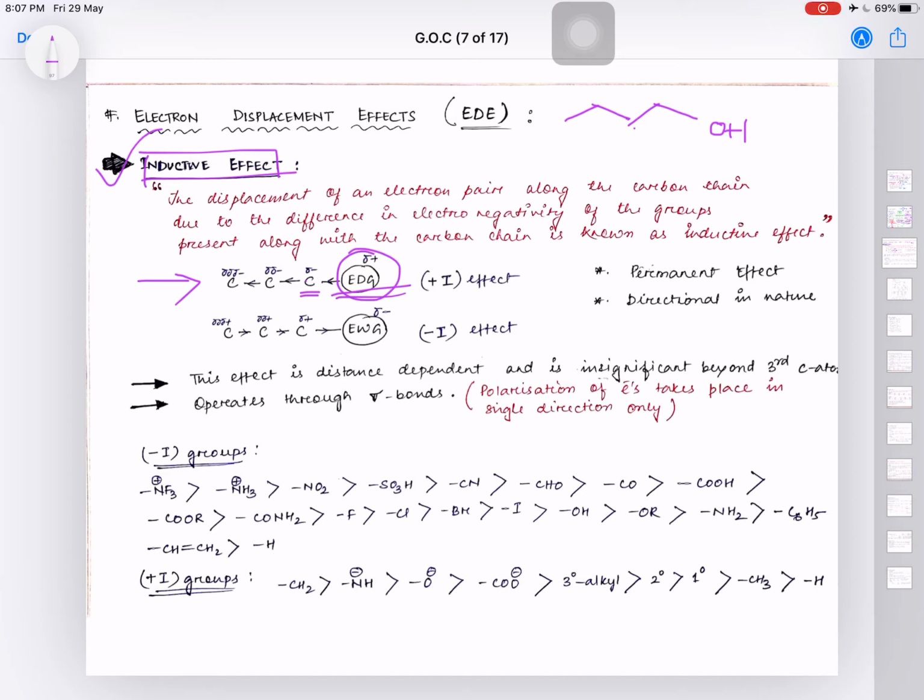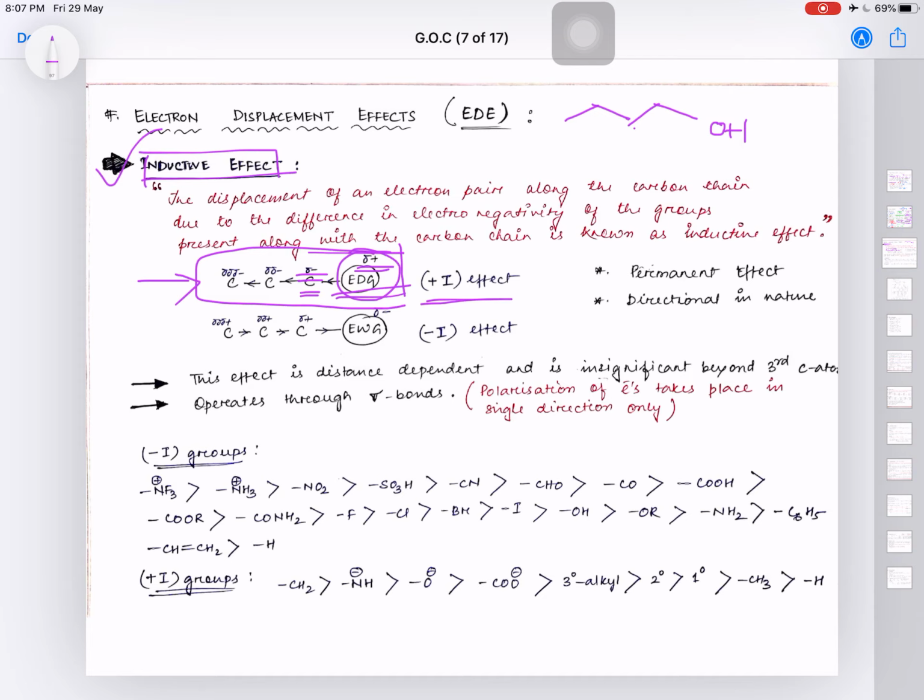As a result, since it donates electrons to the carbon, the electron donating group will have a partial positive charge because it is giving electrons, and the carbon will have a partial negative charge because it is taking the electrons. That means the electron density at the carbon attached to the electron donating group will be higher. This donation of electrons to the carbon atom on which the electron donating group is attached is called the plus I effect. Plus I effect means positive inductive effect.